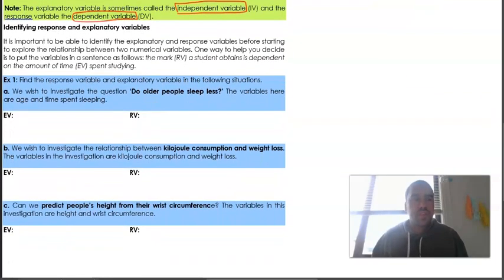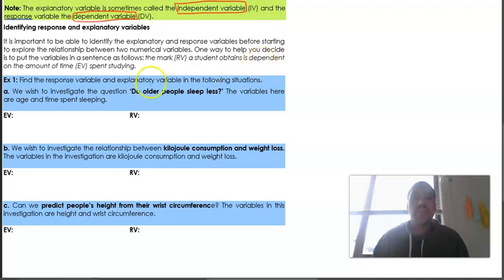So let's have a look at these 3 examples, and we're going to try to identify the difference between explanatory and response. So it is important to be able to identify the difference before we start to explore the relationship between the 2 numerical variables. So obviously we're going to be analyzing different types of data sets, but we want to establish which one is explanatory and which one is the response. And once we know, or we can try to establish those 2, then it's easy for us to then approach the next set of skills, which we'll see in the next exercises.